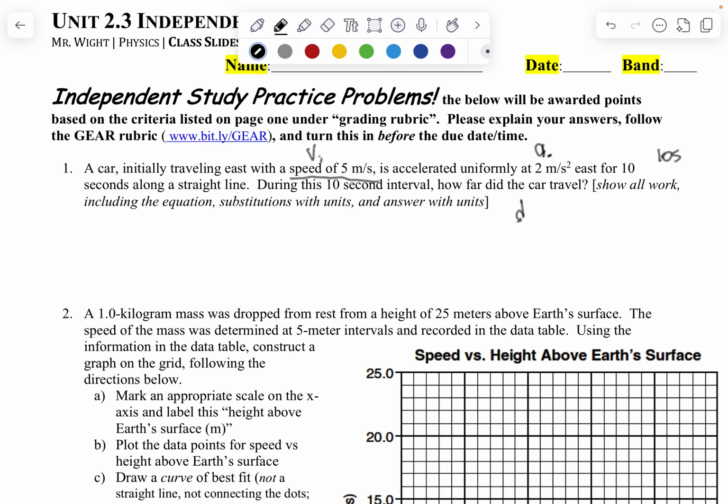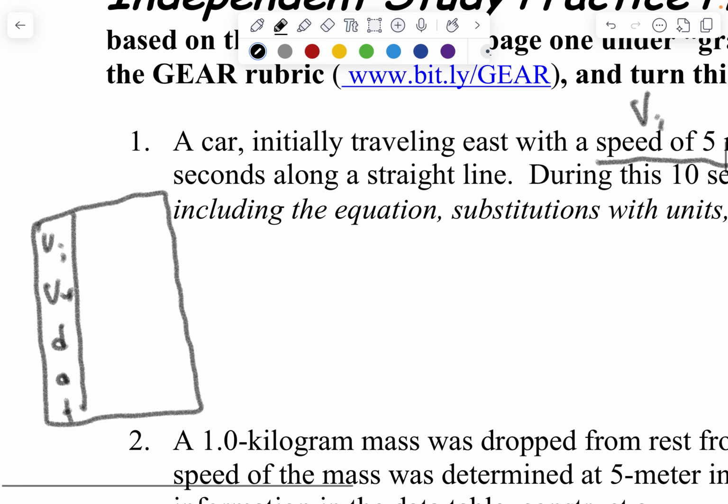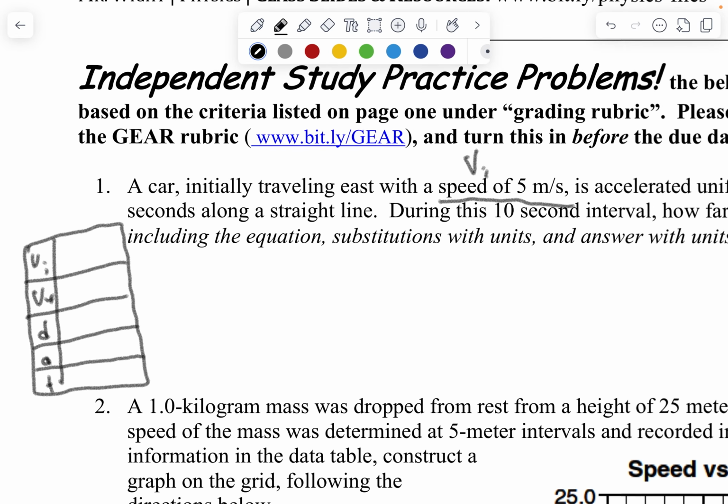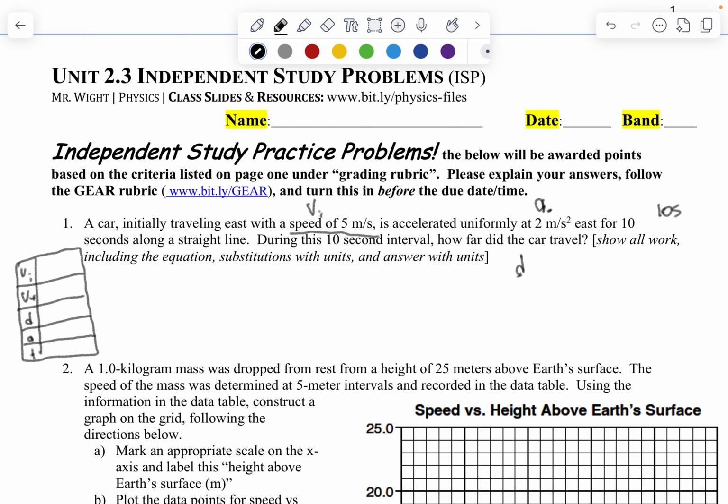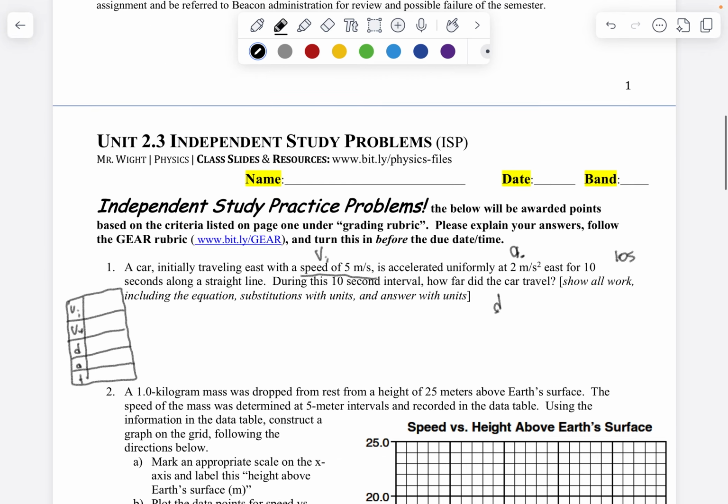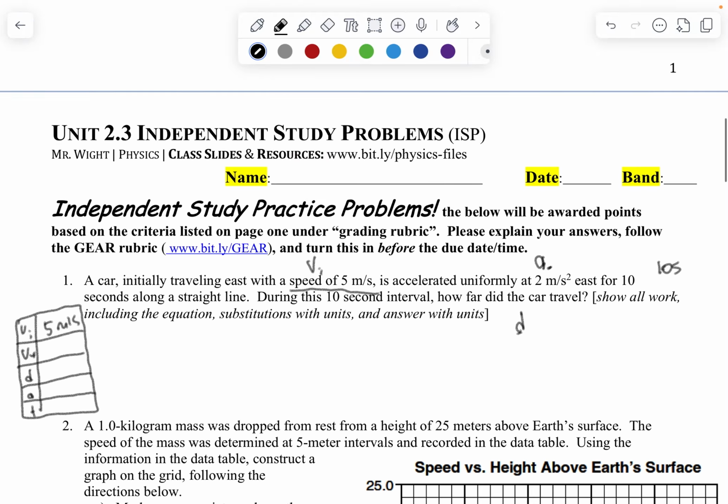So then let's set up a little table over here on the left. And let's label everything we've been given. So initial velocity, final velocity, displacement, acceleration, time. I'll zoom in on that a little bit. What was the initial velocity? Well, we have it here. The initial velocity was 5 meters per second. So we're going to put 5 meters per second, and then uniformly at 2 meters per second squared. So we can put for the acceleration 2 meters per second squared, and then 10 seconds.